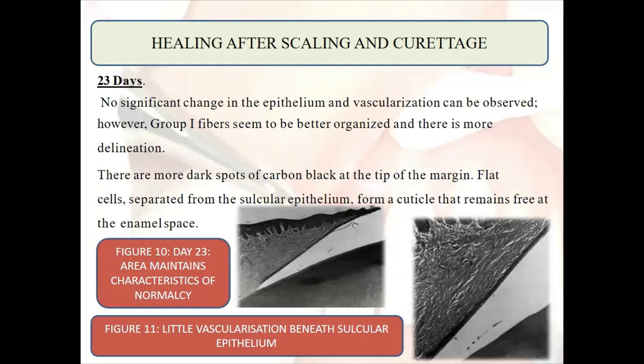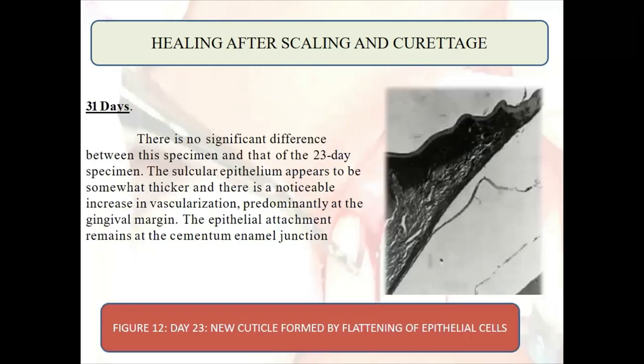By day 23, now everything has been completed, and the characteristics of normalcy are regained, and very little vascularization is seen beneath the sulcular epithelium. On day 31, there's no significant difference from the day 23 specimen, and the sulcular epithelium now starts appearing a bit thicker and more noticeable, and there is an increase in vascularization in the gingival marginal area.